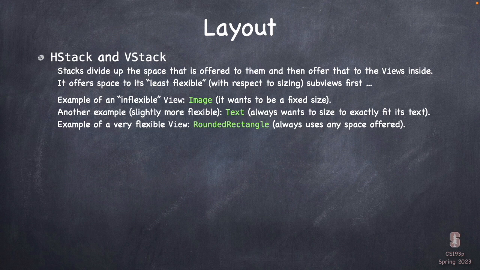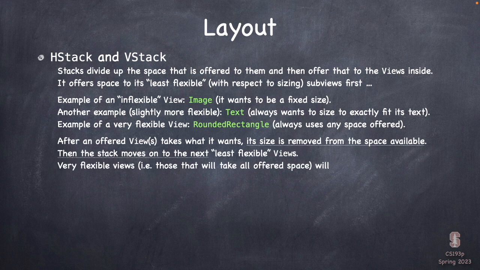All the shapes tend to be completely flexible. You can put anything you want in there. This flexibility is the key to how HStack and VStack work. After the first least flexible view is offered its space, the HStack gives it that space from the space it has, and then takes the rest of the space and moves on to the next least flexible view. In other words, the least flexible views take space first, then the next least, until there's hopefully some space left over, and then you can give it to a flexible view if there's any there.